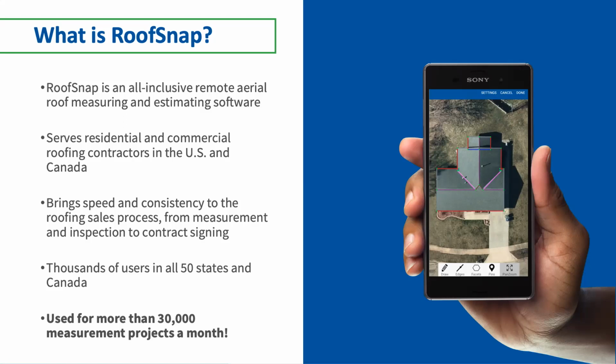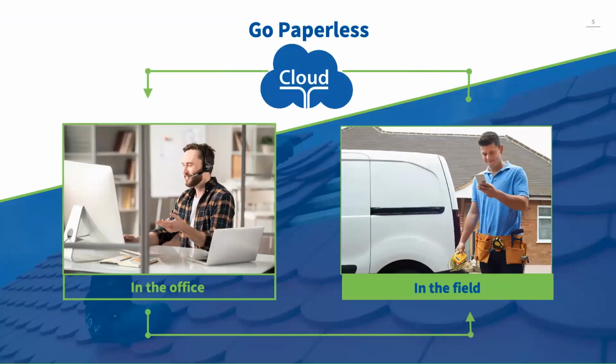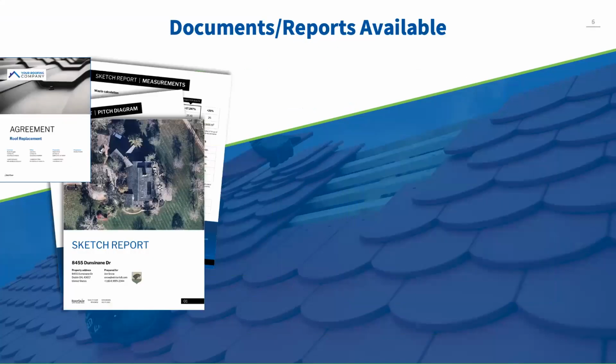We are used in all 50 states in the United States and in Canada for more than 30,000 measurement projects a month. As I mentioned, RoofSnap is cross-platform, so you can use it on a computer, on a phone, on a tablet, and everything is saved up to the cloud for you. So if you, for example, drop your iPad, you do not lose any of that information that's in your RoofSnap account. You can then go over to your computer or your phone, log in to your RoofSnap account, and all of that information is still there. So it makes it very easy to use your computer in the office, use your tablet in the field, and always have access to your information.